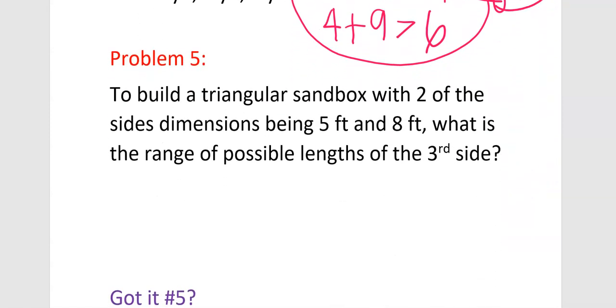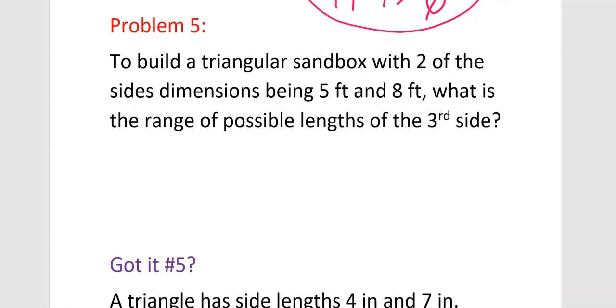To build a triangular sandbox with two of the sides, dimensions being 5 and 8, what is the range of possible lengths for the third side? So they want a range of values that will make that triangular sandbox work. Okay, so they're not giving us the third one this time. So our values are 5, 8, and we don't know. So we're going to call it x.